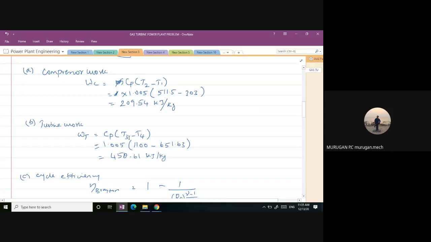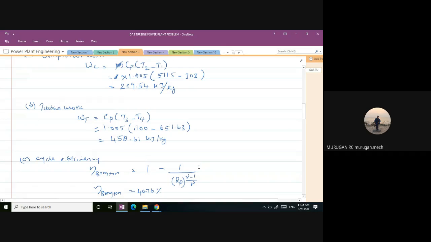And the turbine work is given by the formula Cp of T3 minus T4, that is 450.61 kilojoule. So the Brayton cycle efficiency is calculated by using the formula 1 minus 1 divided by Rp power gamma minus 1 by gamma. So what is Rp? That is 6.25, which can be written like this: 1 minus 1 divided by 6.25, which gives 1.76 percentage of efficiency for the Brayton cycle.